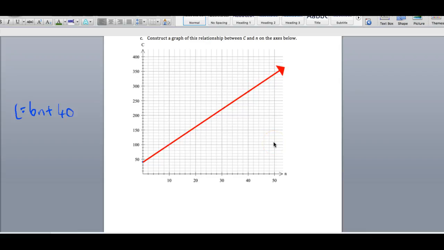If you didn't do that table of values, you just substitute, and because 50 is at the end here, I would probably substitute in 50, so it would be 6 times 50 plus 40, which is 340. And if you see here, here's 340 going across, clearly goes through there. So you should be able to read stuff off a graph as well. All right, let's move on.